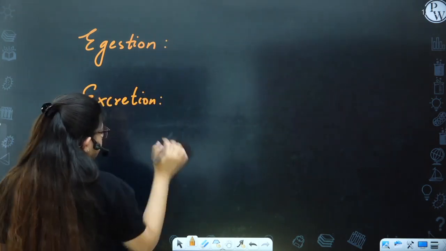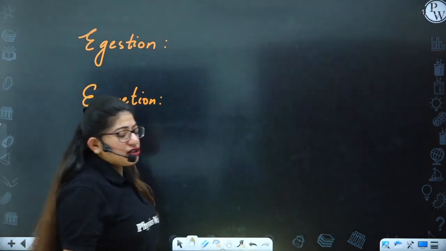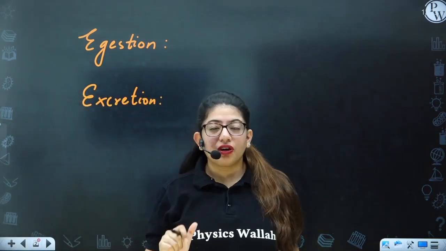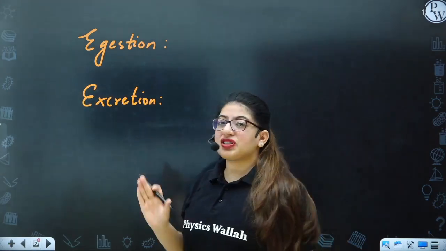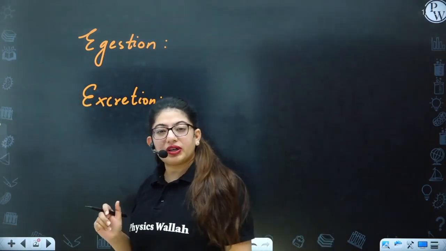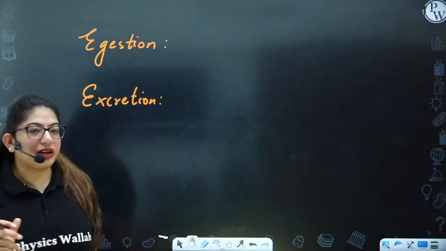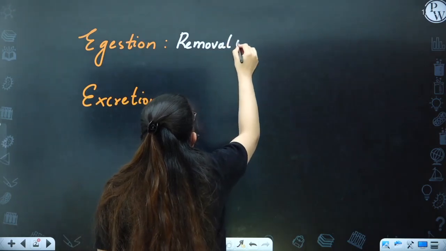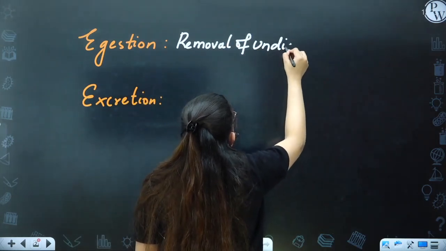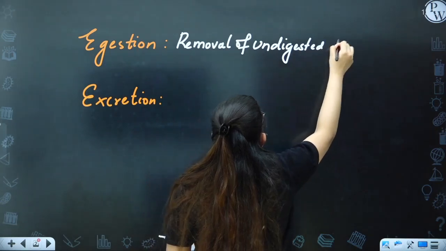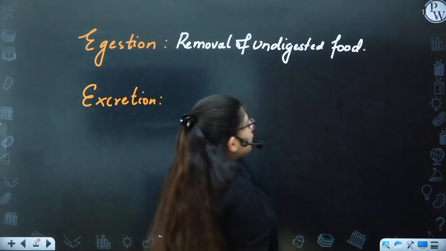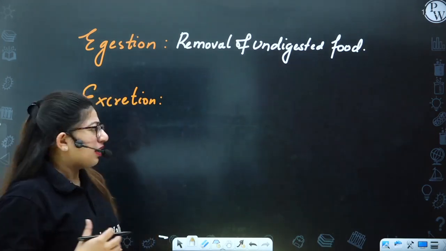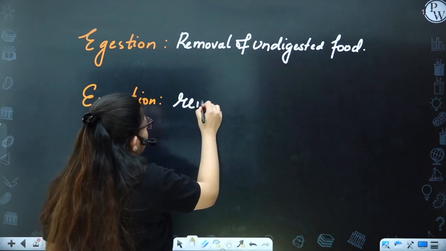So what's the difference? Egestion is the removal of undigested food, the food that is not digested in your body. Whereas excretion is the removal of metabolic waste. The food that is in your gut which does not get digested has to move out, and the digested one will get absorbed, right? Whereas excretion is removal of metabolic waste.